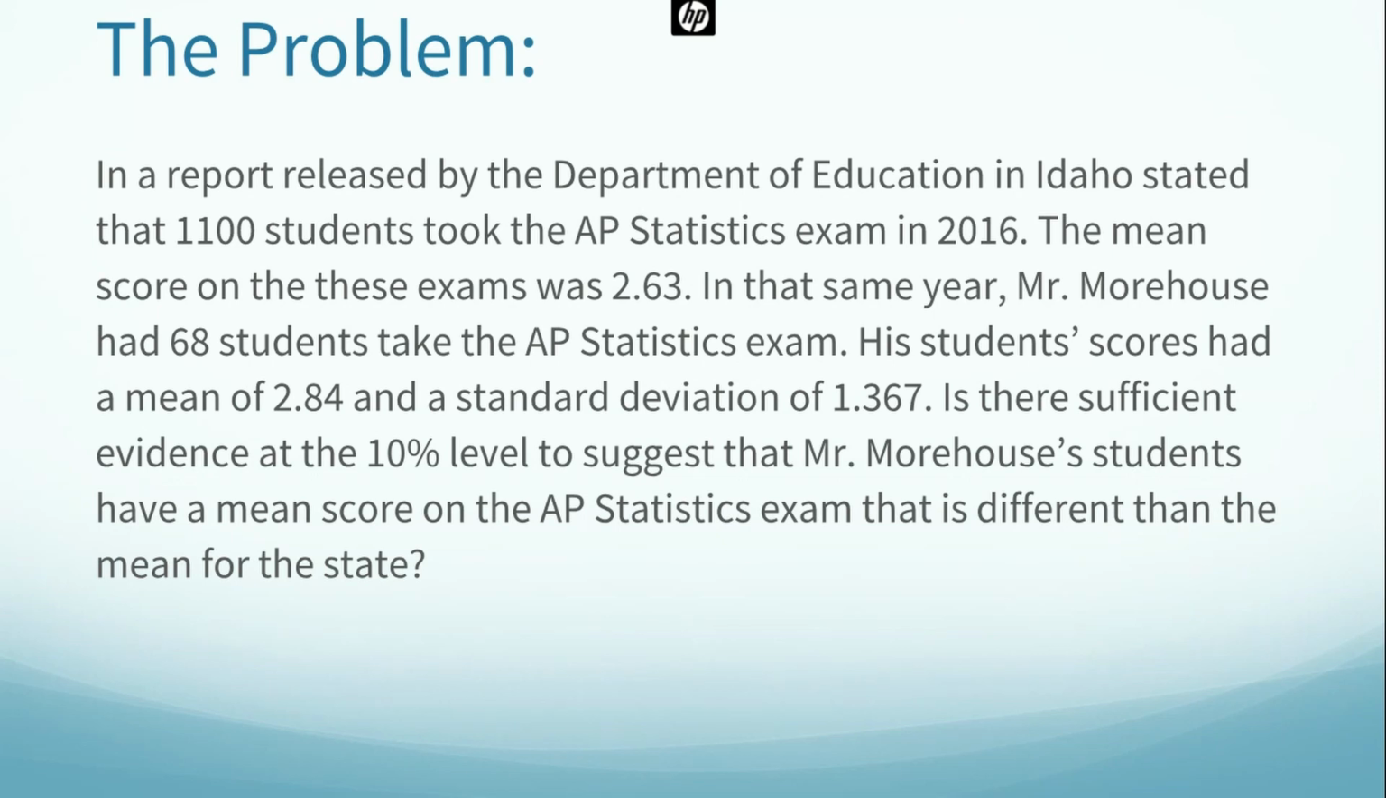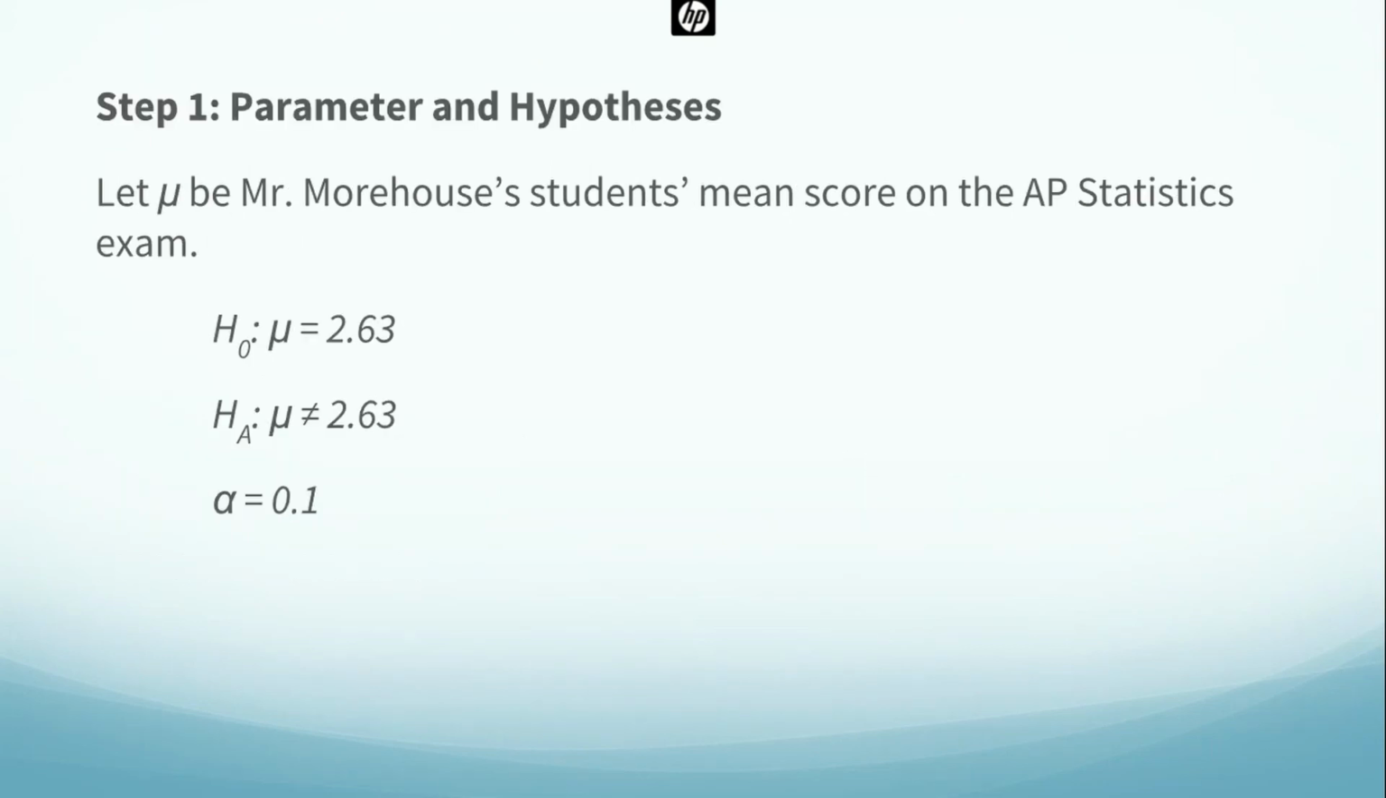To answer this question, we're going to run a significance test on the mean. Step 1 for our significance test is to define our parameter and hypotheses. So let mu be Mr. Morehouse's students' mean score on the AP Statistics exam.